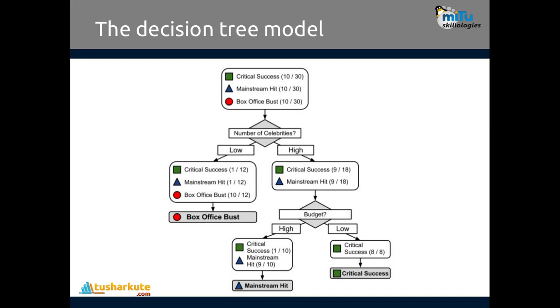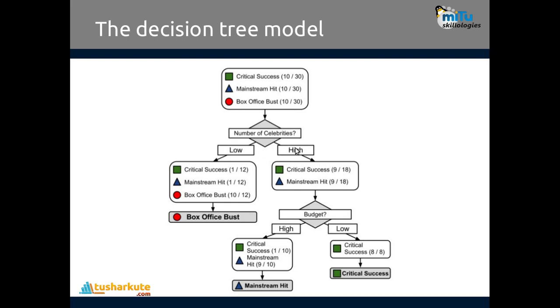First of all, 30 movies are present here. Out of 30, 10 are critical success, 10 are mainstream hit, and 10 are box office bust. So the first criterion that I will apply here to split the data is the number of celebrities. When the number of celebrities is low, 12 movies are present, and when the number of celebrities is high, 18 movies are present. So basically I have given high and low.